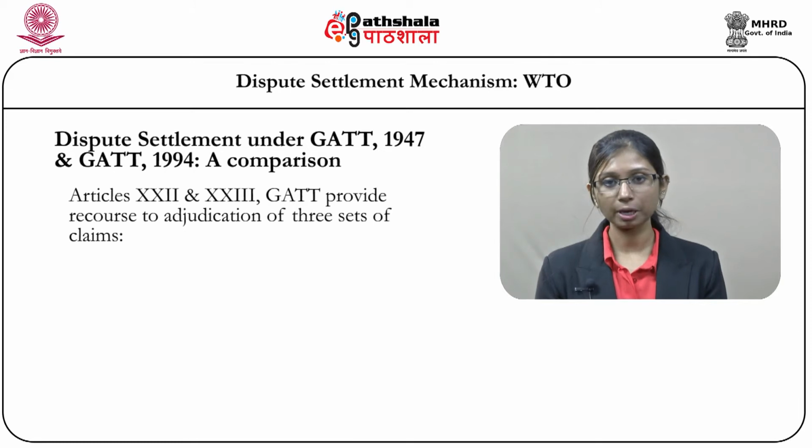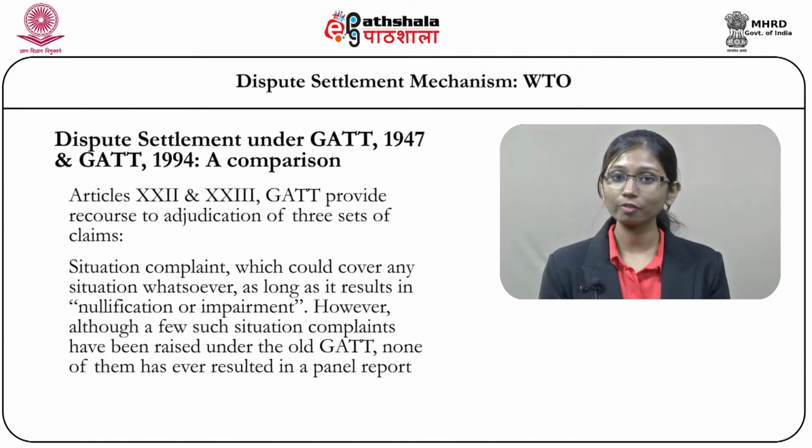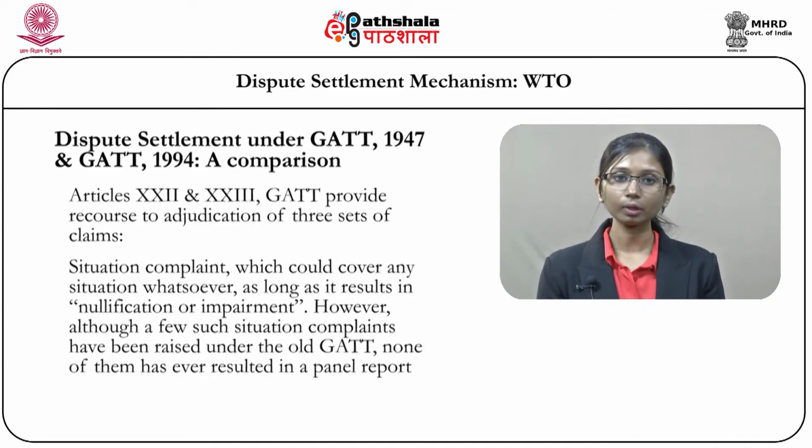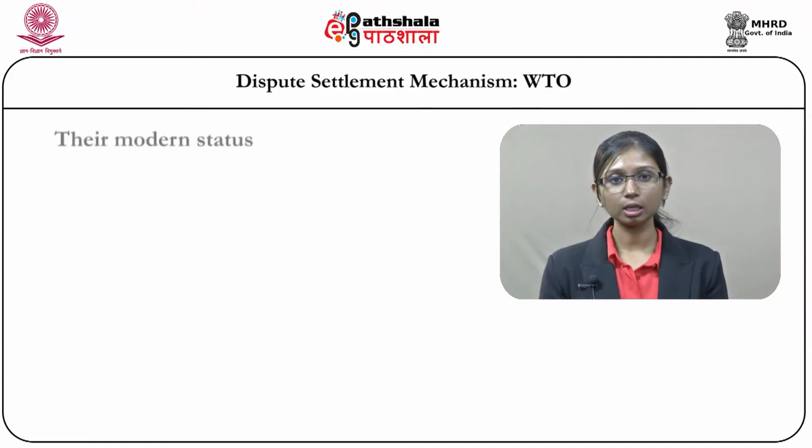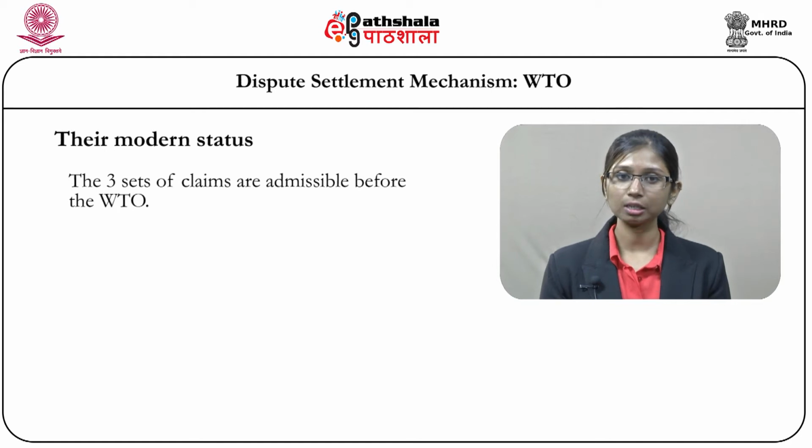Similarly, there's a third aspect of complaint, which is also known as the situation complaint, which however is sparingly used as it is a catch-all provision and deals with any situation that may be presented before the dispute settlement body if it leads to nullification or impairment. Having laid out the three different forms of complaints that were prevalent in the GATT era, we now see that the three sets of complaints also find a presence in the modern DSB.